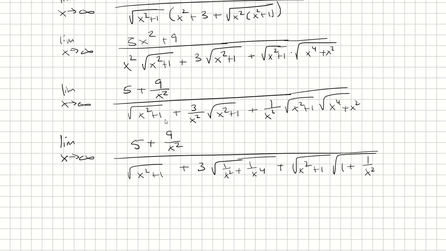So at this point, I'm going to take the limit as x approaches infinity. Let's do that quickly. This goes to 0. This whole thing goes to 0. This goes to 0. And really, this thing goes to infinity. This goes to infinity. And the top goes to 5. So basically you have 5 over infinity, which the limit there is going to be 0.